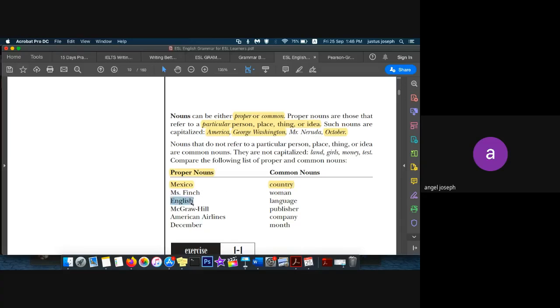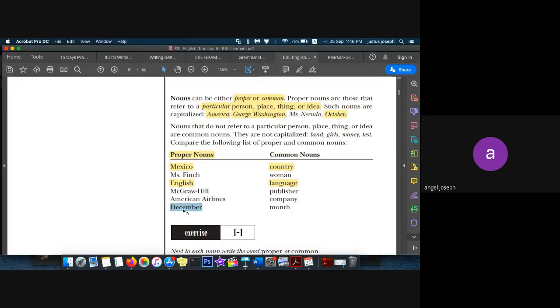English, proper noun, the name of a language. Language, common noun. Just like that, December or October, any of the names of the months, are all proper nouns. The other one, month, that's a common noun.